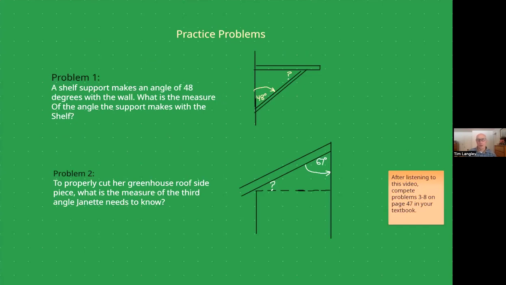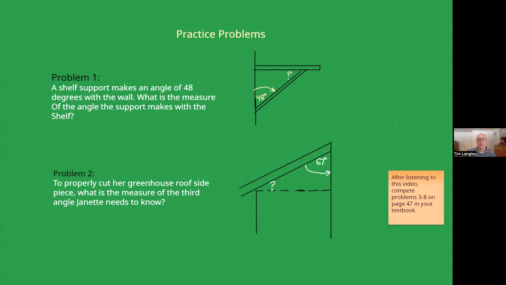All right, I've got some practice problems here. I want to show you what some of the story problems would look like, okay? And so this will help you because students often struggle a little bit with story problems. So let me just go ahead and look at the first problem. Problem number 1, a shelf makes an angle of 48 degrees with the wall. What is the measure of the angle the support makes with the shelf?